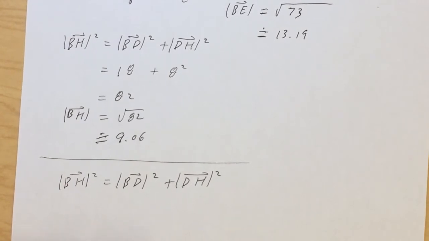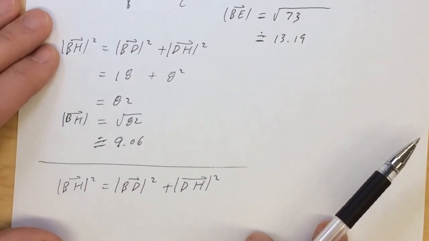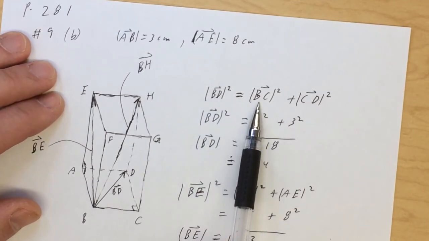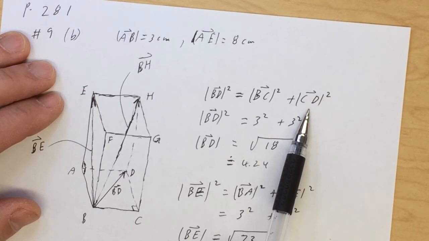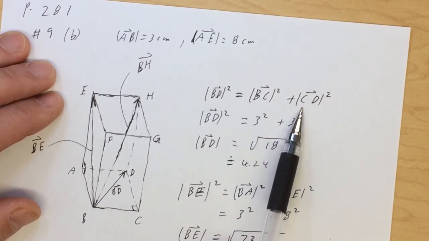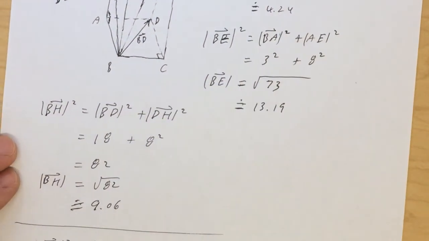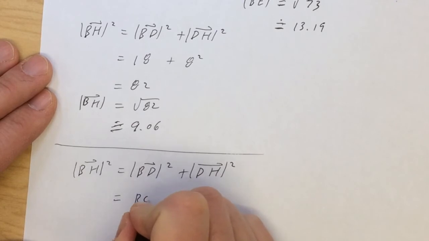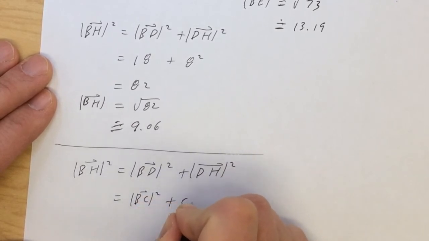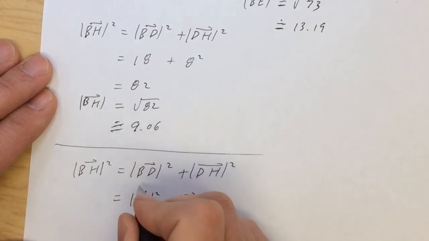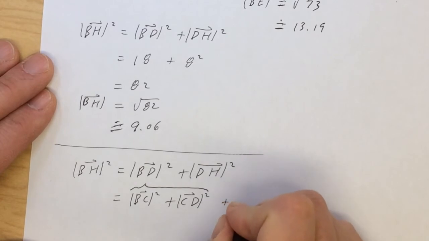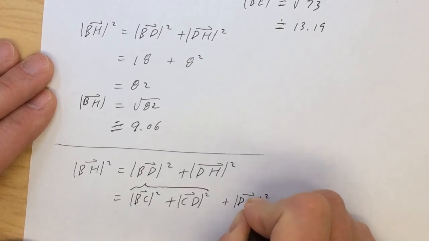Right? So this isn't new, this is what we already knew. If we go back up and we look at what we have for BD, well, we had BD squared equals BC squared plus CD squared. Okay, so I'm going to input that for BD squared in this formula at the bottom here. Okay, so BD squared equals BC squared plus CD squared. Just using Pythagorean theorem. And then we write on the end plus DH squared.